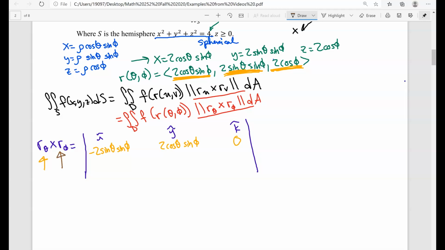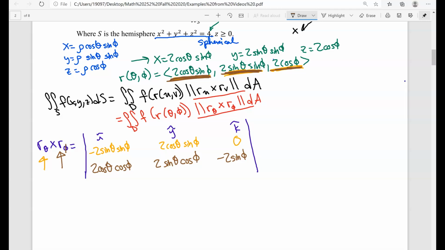So that's that. And then we're going to look at our phi. Now we're going to take the partial derivative of each of them, but now with respect to phi. The partial derivative of the first one with respect to phi, sine phi, is going to be cosine phi. So we're going to have 2 cosine theta cosine phi. Then look at the next one, partial derivative with respect to phi. It's going to give you cosine, so it's going to be 2 sine theta cosine phi. And then the last one will be just negative 2 sine phi.